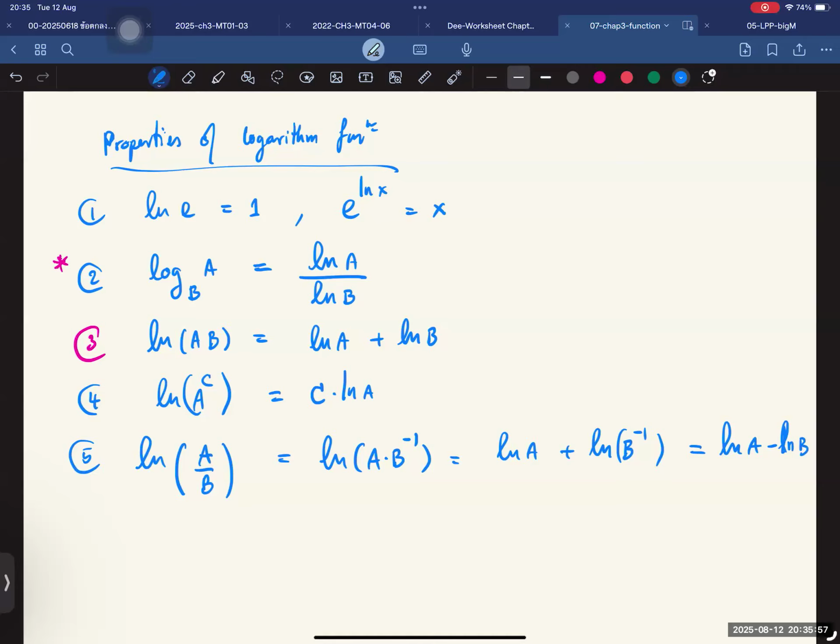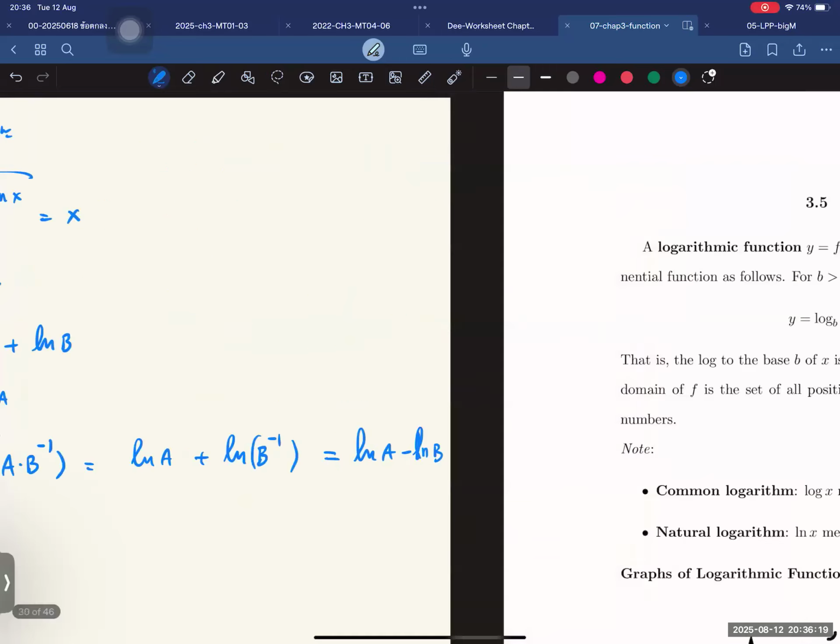So these are quite important formulas that we can use for the properties of log. There are many properties, but these 5, I think, are very important. And you can apply them from these basic properties of natural log. All right, let's continue.